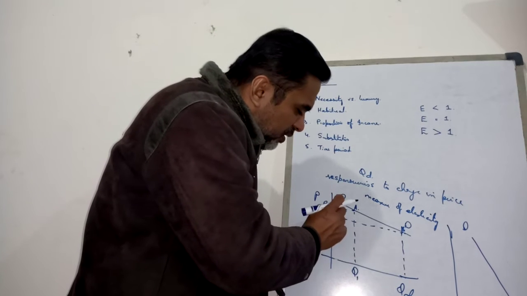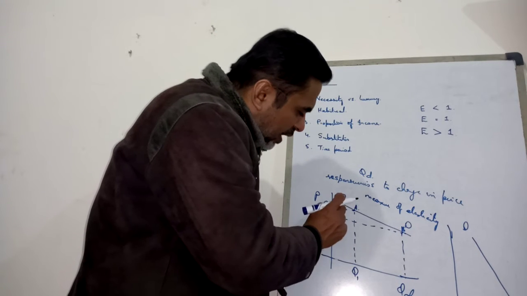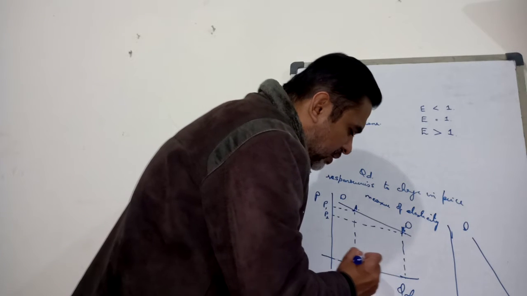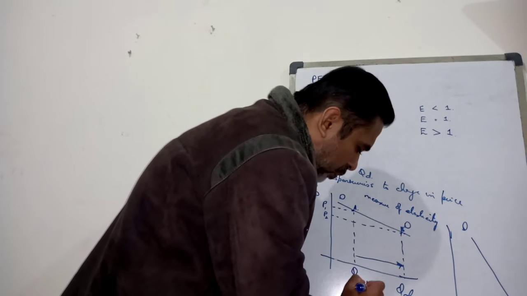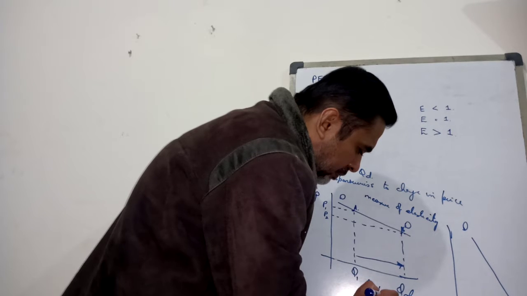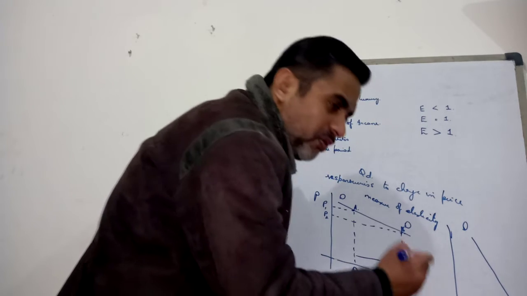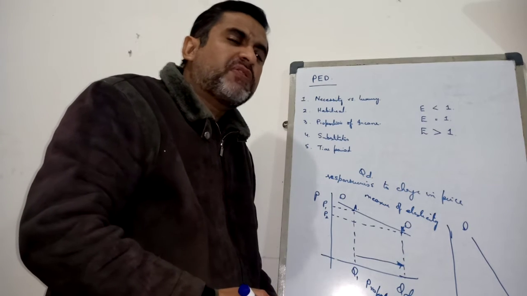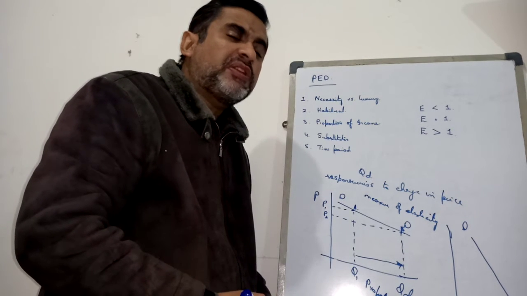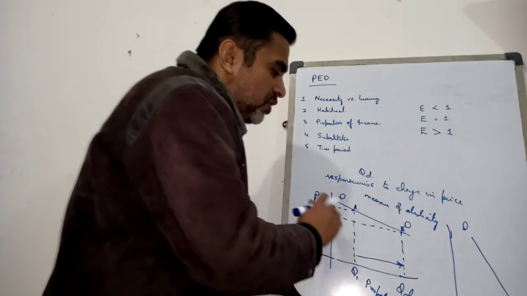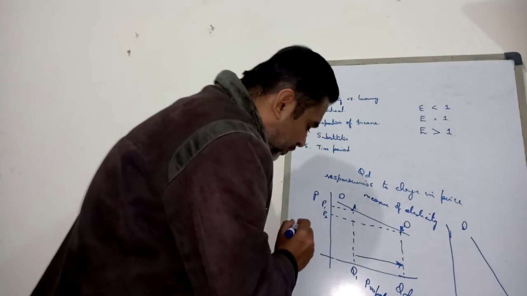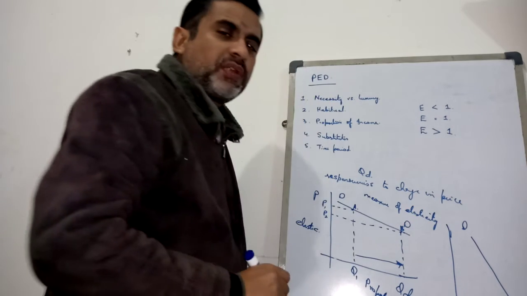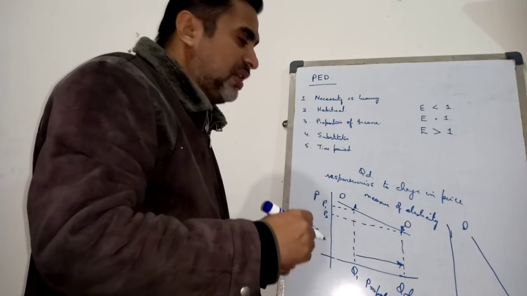But if you reduce the price a little bit, it falls from P1 to P2, there is a massive increase. Okay, the proportion of increase in quantity is much greater. So there is a massive response to any given change in price. So the flatter the curve, the more elastic the demand. Okay, so it's going to be very, very elastic.